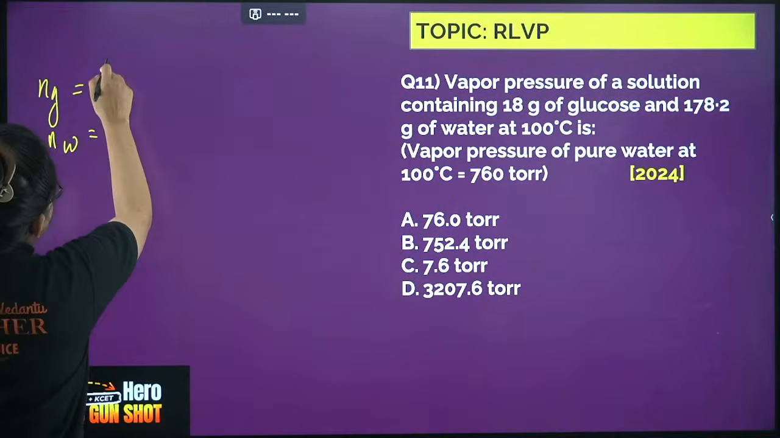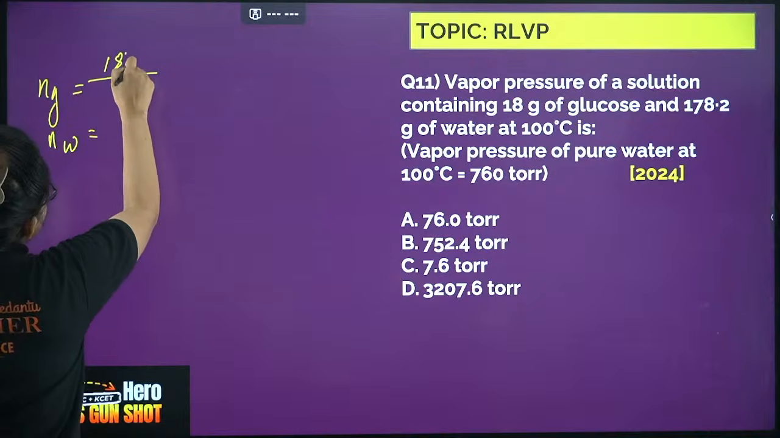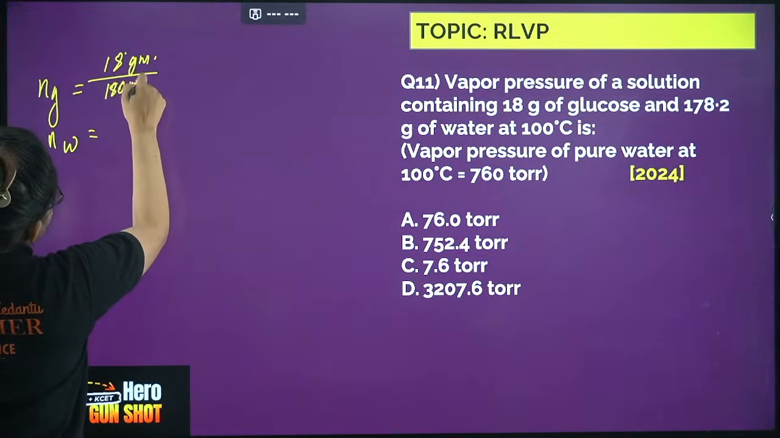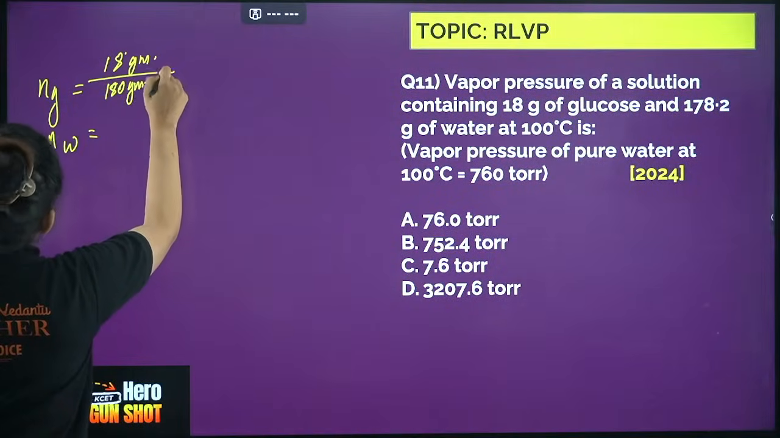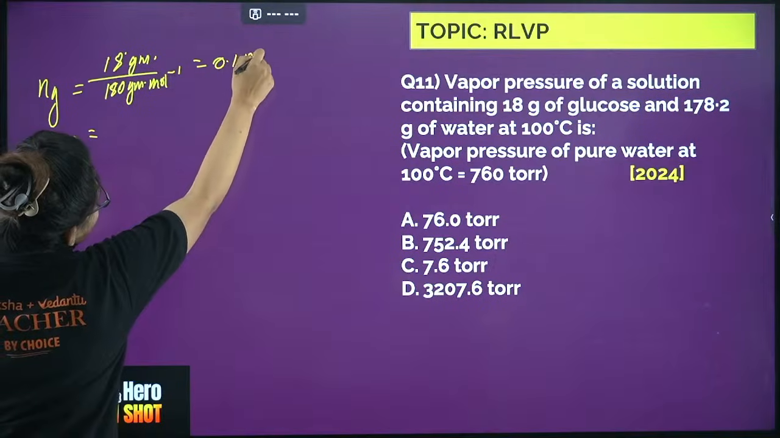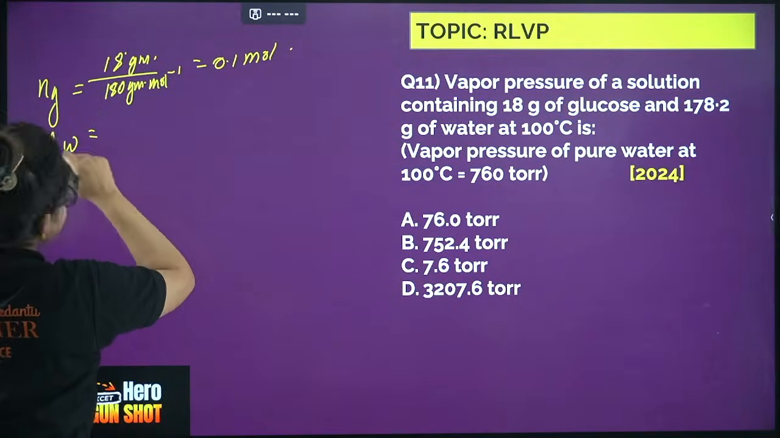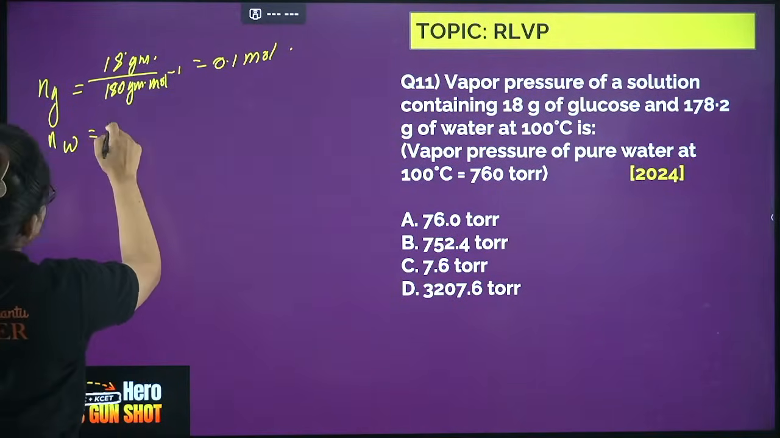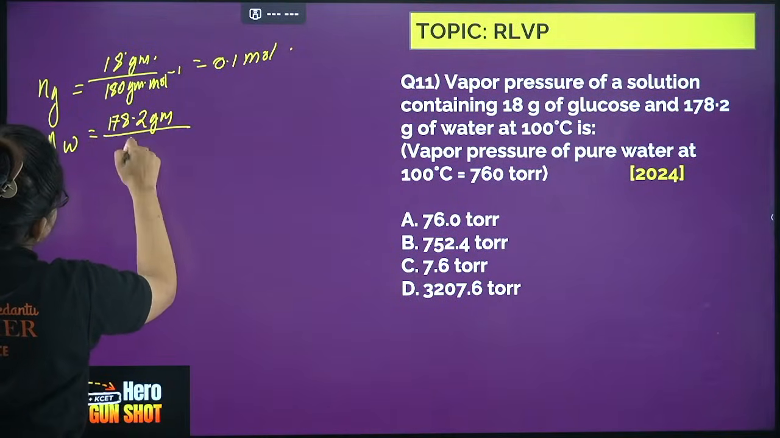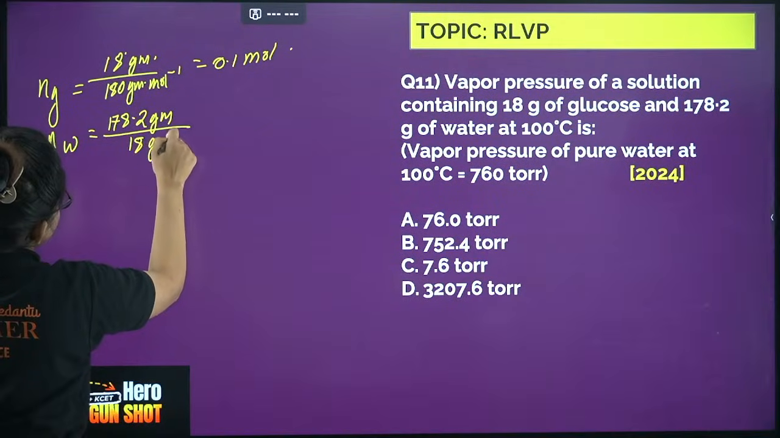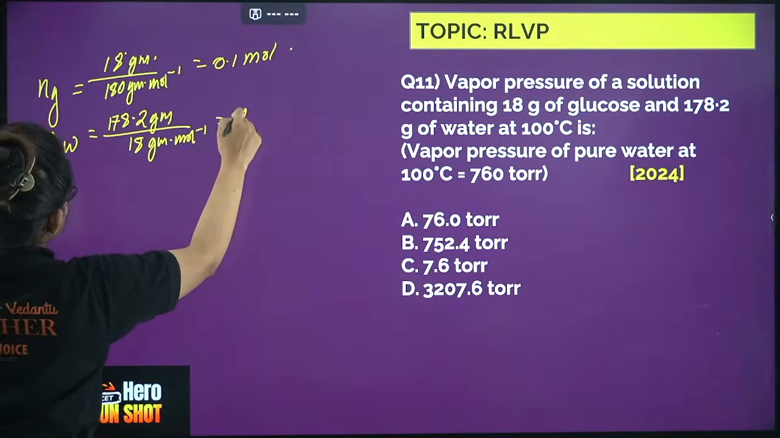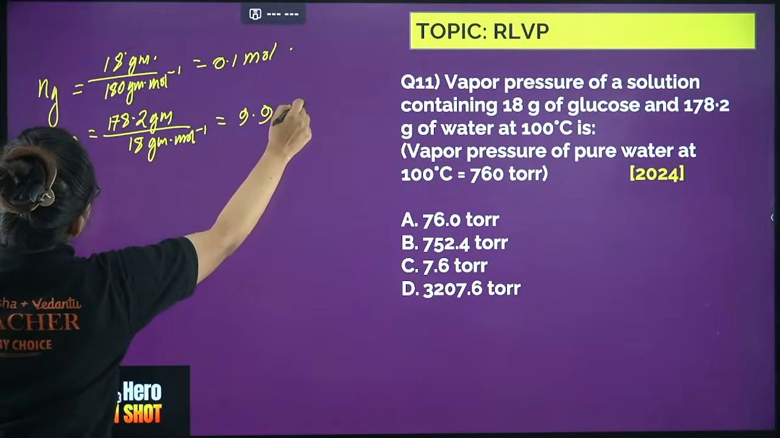So let's proceed one by one. It's given 18, right, divided by 180 gram per mole. So that will give you definitely 0.1 mole. And for the water they have given 178.2 gram divided by 18 gram per mole. That will give you something like 9.9 mole.